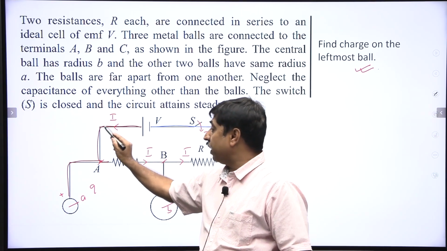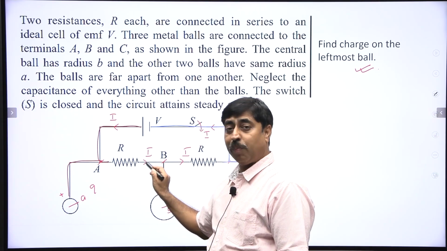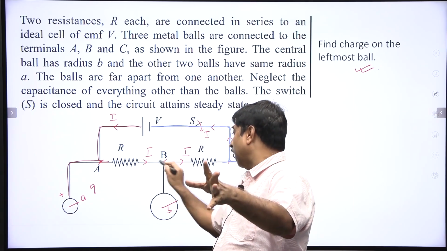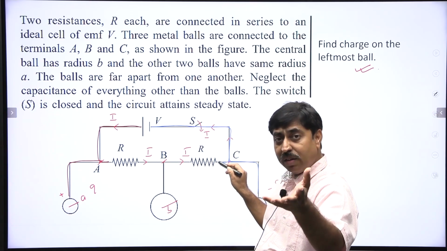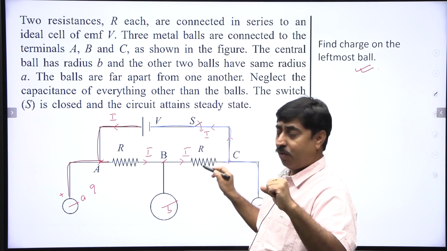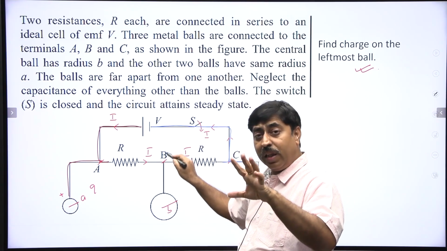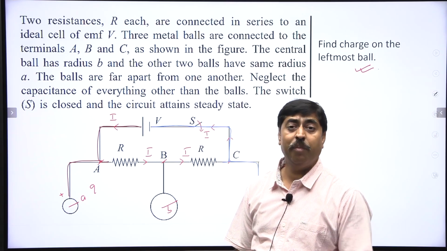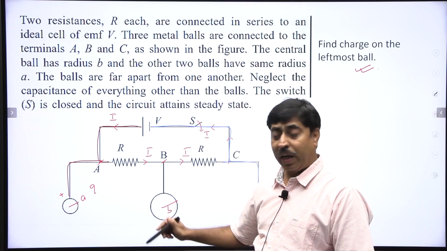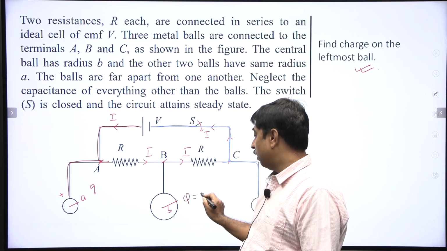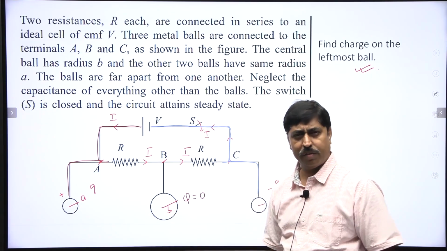It is not possible. These are two equal resistance. So, if out of this 10 ampere 2 ampere goes here and 8 ampere passes through this resistance, that 8 ampere has to cross this resistance as well. So, there is no question of any current in this path at any point in time. So, this ball will actually not acquire any charge.